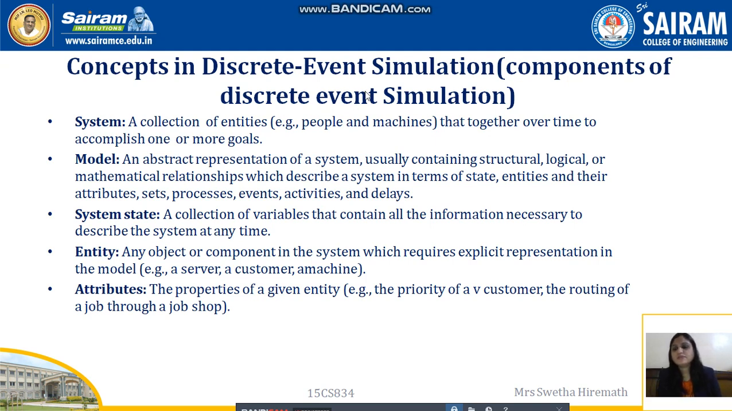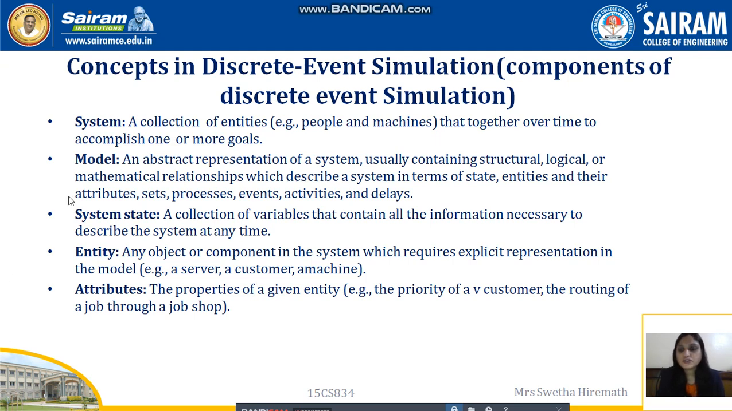Next component is a model, an abstract representation of a system usually containing structural, logical, or mathematical relationships which describe a system in terms of state, entities and their attributes, sets, processes, events, activities, and delays. So model means it is an abstract representation of a system. It is not the actual system, but it is the representation of the system, which usually contains structural, logical, or mathematical relationships which describe a system in terms of its state, entities, and their attributes, sets, processes, events, activities, and delays.